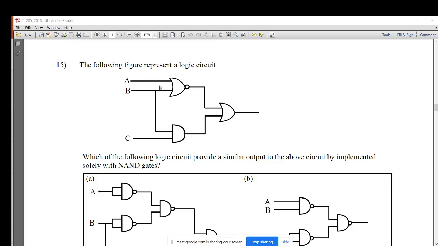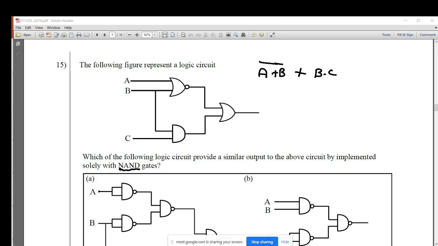Okay, so let's first write down this expression. What we have is a NOR gate, and what we need is a NAND gate. This is basically A plus B bar. Here we have B dot C. Then we have to AND it. Remember, when it comes to NAND gates, we don't like OR gates, because OR gates need a lot of NAND gates. Remember I discussed that last time.